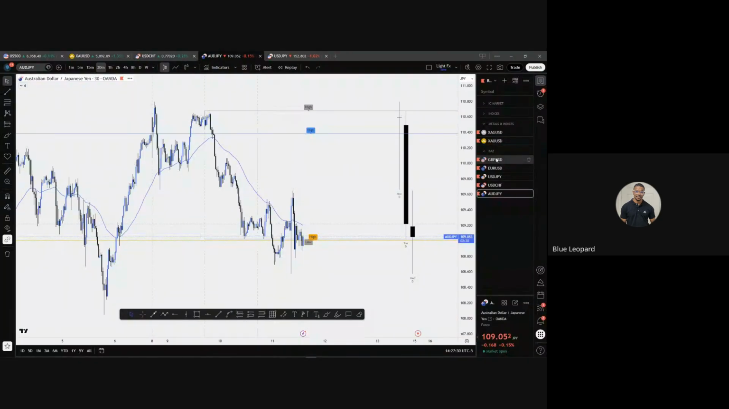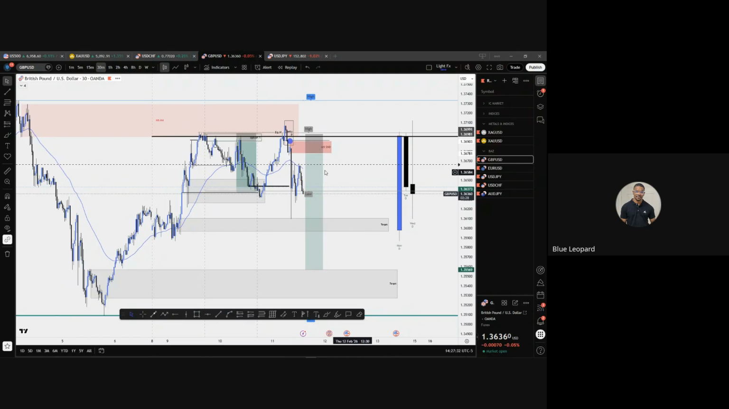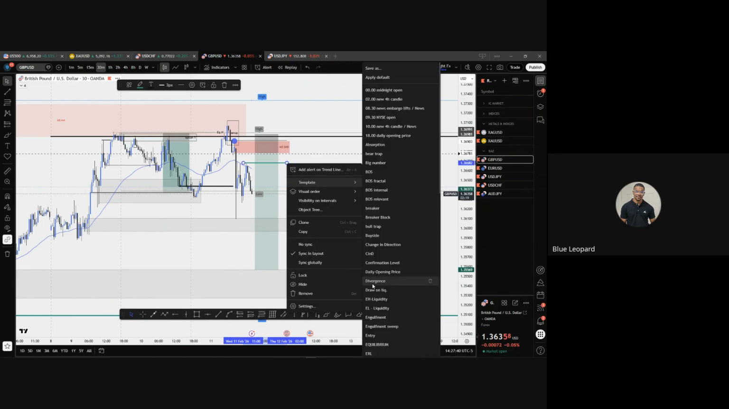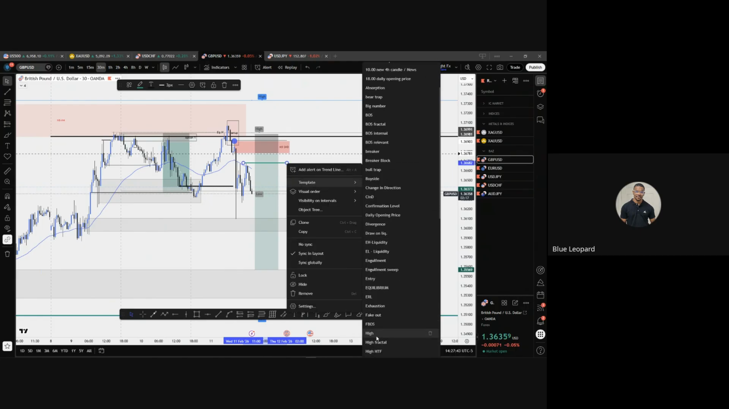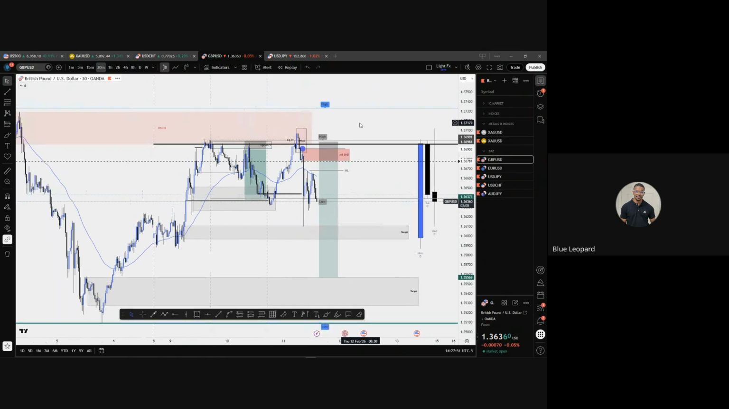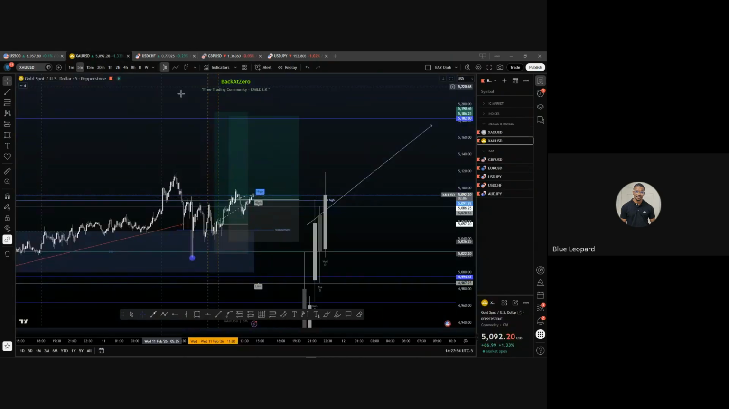Tomorrow I can send a trade on GBP USD. I have an alert here waiting for price to come back. This will be my internal range liquidity, where price will probably come back and give us the opportunity. I'm expecting this to be run, and then price will touch our level and drop lower, okay? So that's it. That's all.